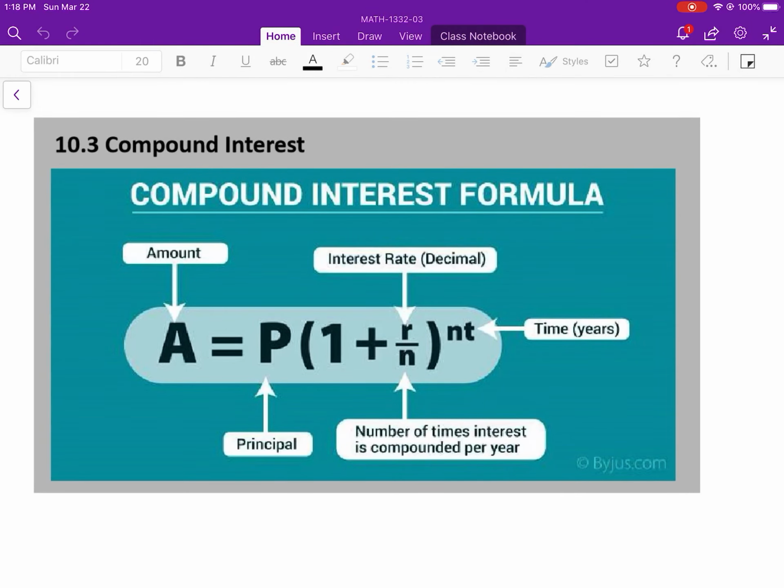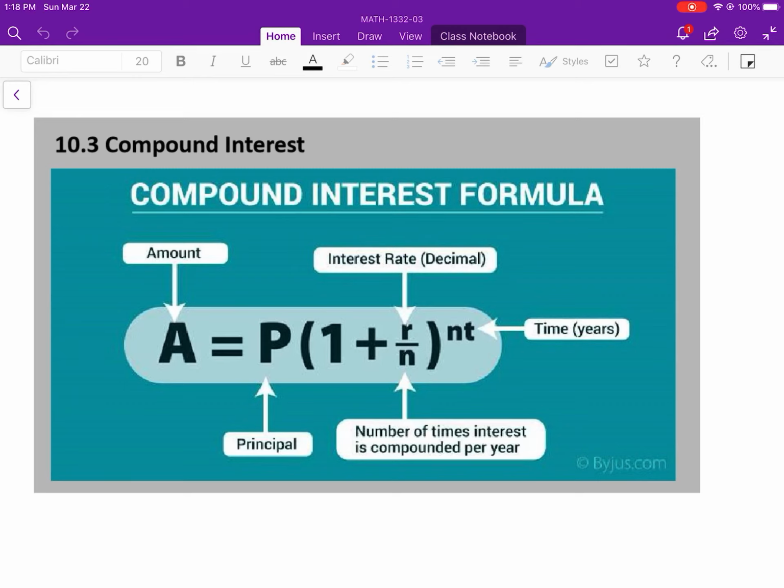Alright, welcome back. So we are working on 10.3 in this video. 10.3 leads us to compound interest. So the compound interest formula here is A equals P times parentheses 1 plus R divided by N, close parentheses, taken to the N times T power.